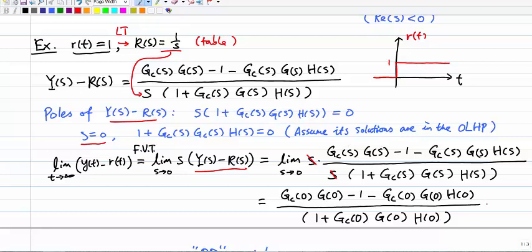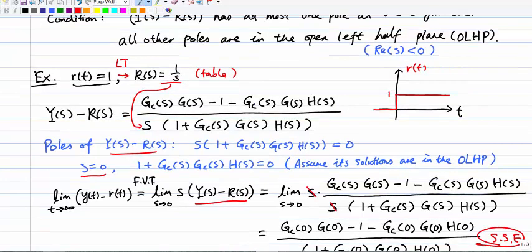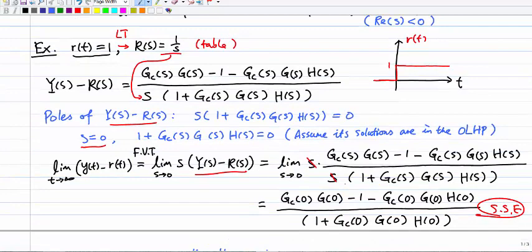So this is the steady state error. That we can compute here, assuming that the solutions to the equation 1 plus Gc(s)G(s)H(s) equal to 0 are in the open left half plane. So this will be the final steady state error.